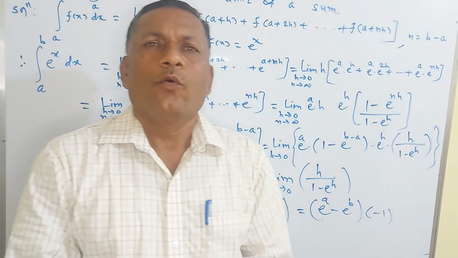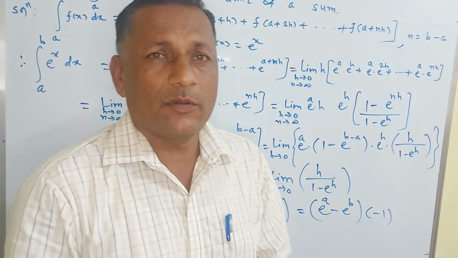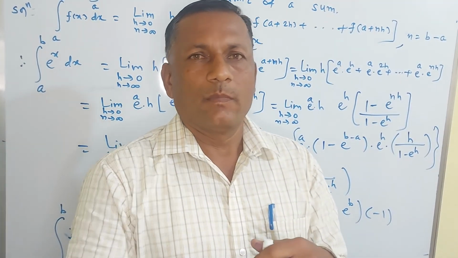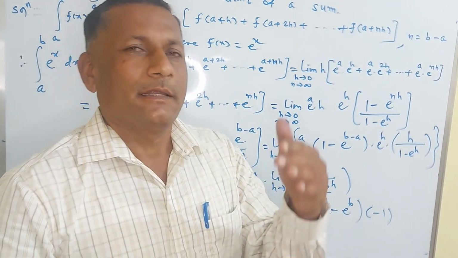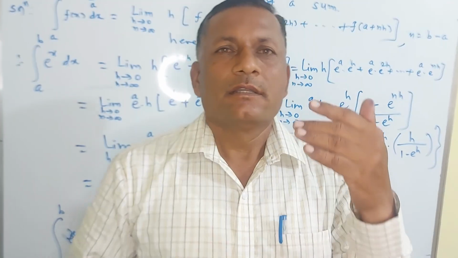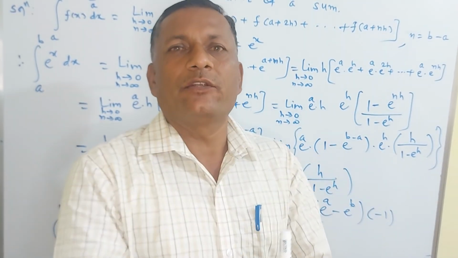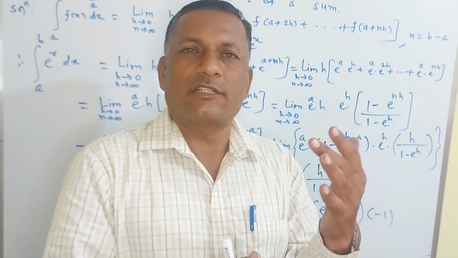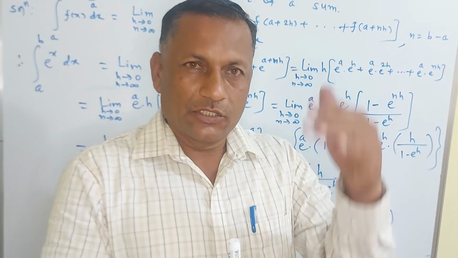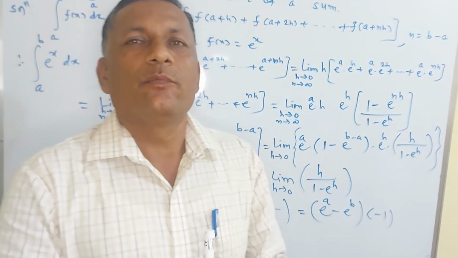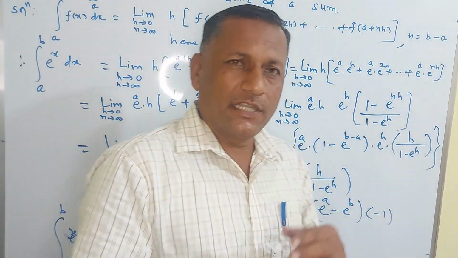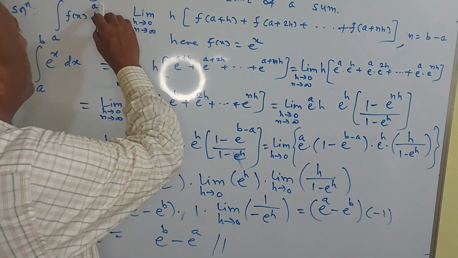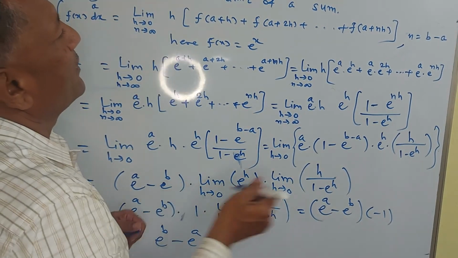Hello students, we have seen the fundamental theorem of integral calculus, that is the definite integral as a limit of a sum. So we have solved integration of x square dx, integration going from a to b, integration of x, integration of sin x, integration of cos x, as a limit of the sum. Now we see: evaluate e raised to x dx, integration going from a to b as the limit of a sum.